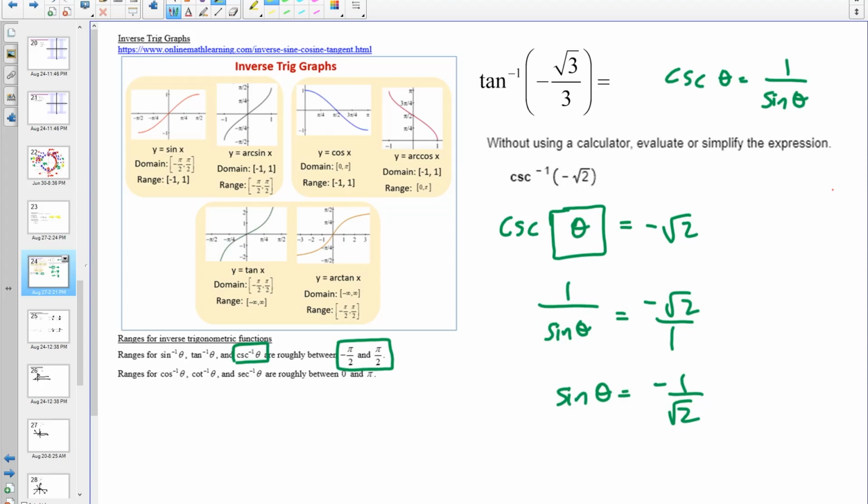Okay? And how did I do this? I just cross multiplied that way. That would be negative square root of 2 times sine theta equals 1, and divide both sides by negative square root of 2. Okay? And this is equal to negative square root of 2 over 2 if I rationalize this. So now my problem's a little bit easier. My problem is at what theta is the sine value negative square root of 2 over 2.